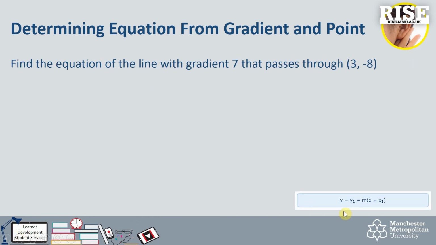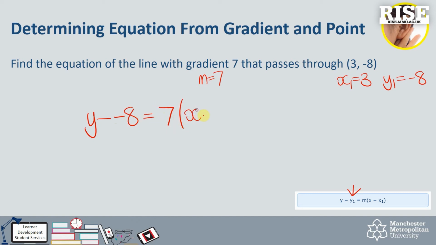So let's have a see at applying this formula. I want to find the equation of the line with gradient 7, so that means my m equals 7, and it passes through 3, negative 8. So my x1 is 3 and my y1 is negative 8. Let's substitute it into here now. Y take away y1, which is negative 8, equals m, so I've got a 7 there, bracket, x take away, and x1 is 3.